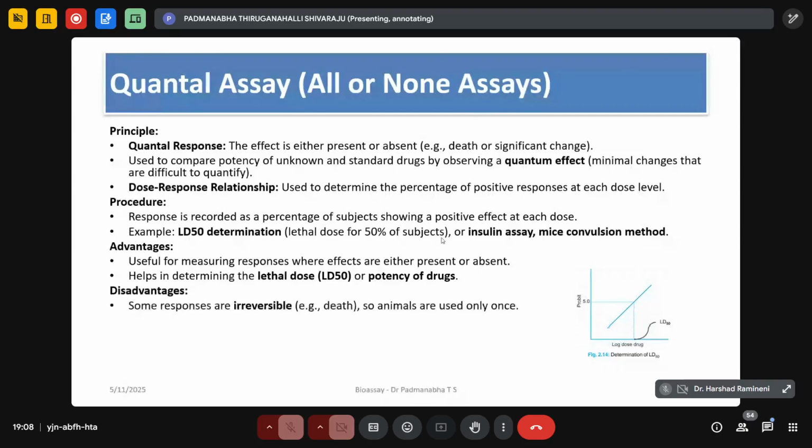Disadvantage: the responses are irreversible. If death occurs, it cannot be reversed. So animals are used only once in the quantal assay, because it's an all or none phenomenon. If it survives, it survives; otherwise there is no response. So that's why it is called an all or none assay. The effects are non-permanent, so you have to go for multiple tests again with the same species or the same animal as well.